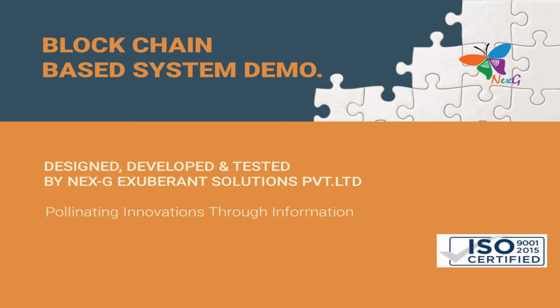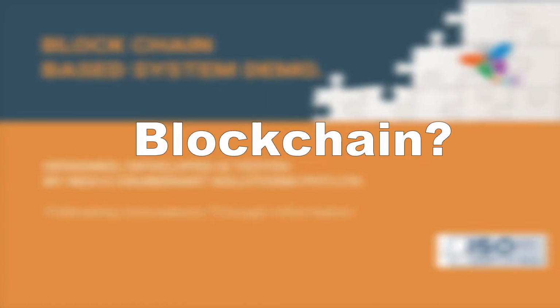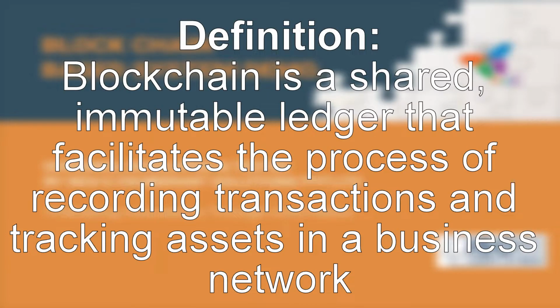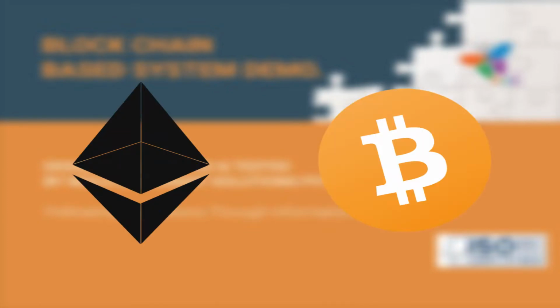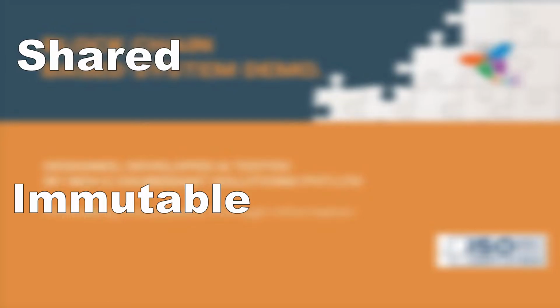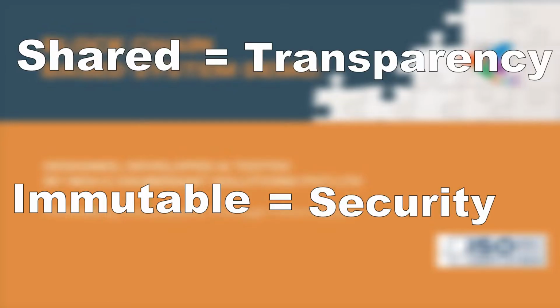I will be your guide for this technology and take you through one of the many projects our blockchain team is currently working on. But what is blockchain? Blockchain is a shared and immutable ledger that gives us a way to track transactions. The most popular examples are Ethereum and Bitcoin. Since blockchains are shared and immutable, they provide transparency and security.